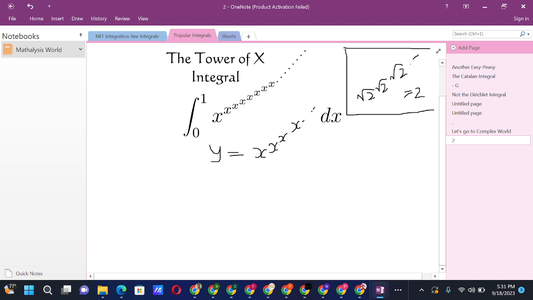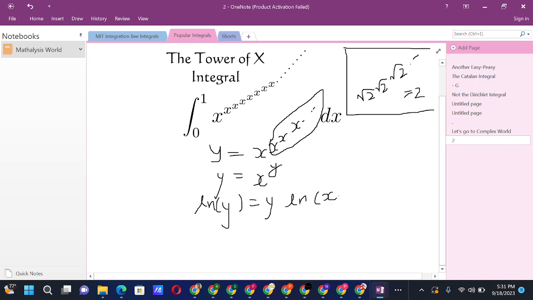This infinite expression and the original expression are both the same. Since the original x to the power x to the power x is y, even if we remove the first x and look at only this expression, this will also be y, since both are going to infinity. So we can say y equals x to the power y. Now we can take log on both sides: ln of y equals y times ln of x.